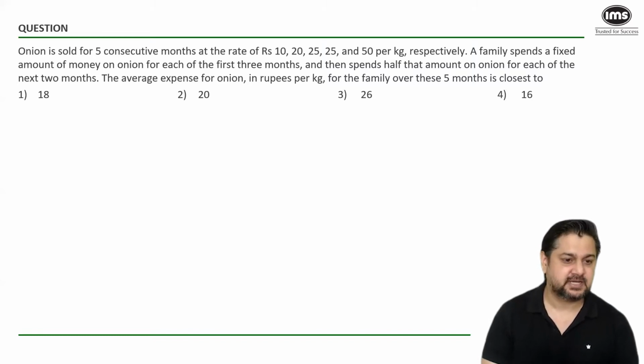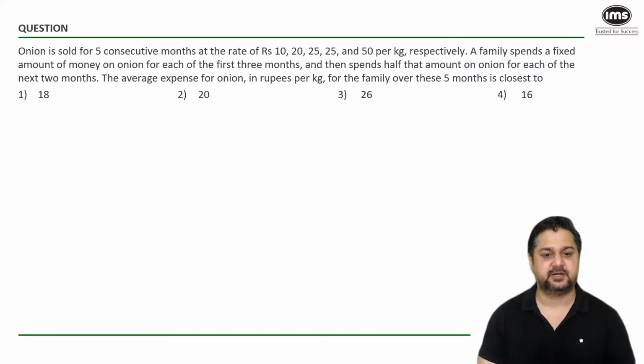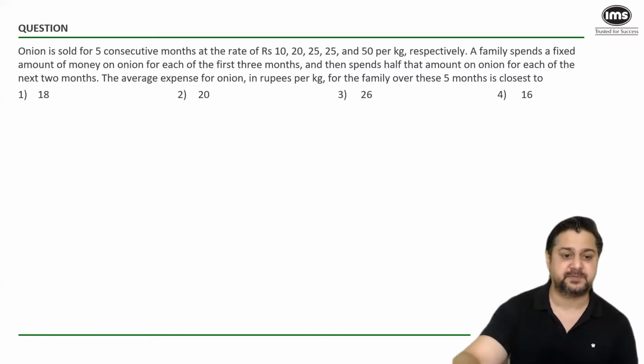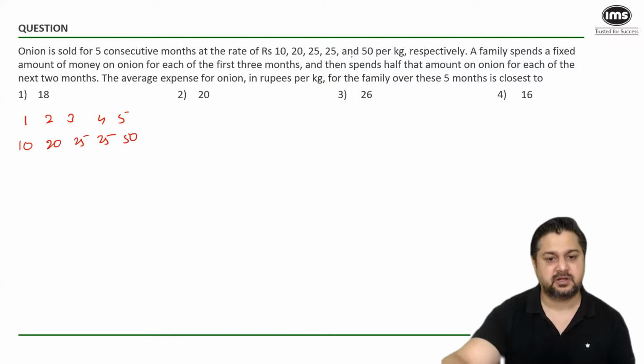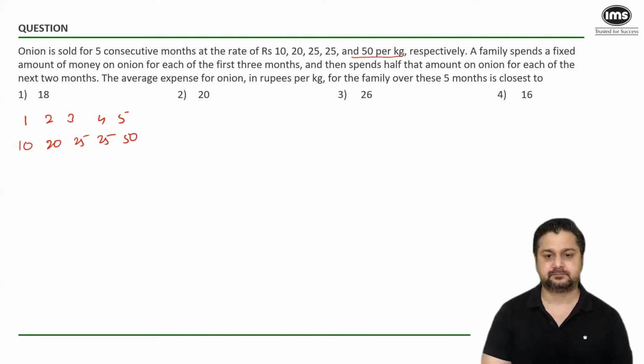The question is, onion is sold for 5 consecutive months at the rate of rupees 10, 20, 25, 25 and 50 per kg. So 5 consecutive months: first month, second month, third month, fourth and fifth months. What are the prices per kg given to us? 10, 20, 25, 25 and 50. Now remember, these are all prices per kg.